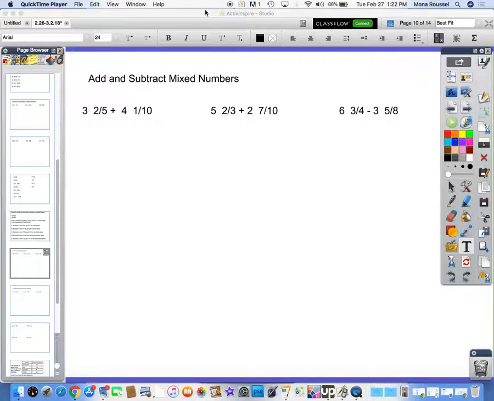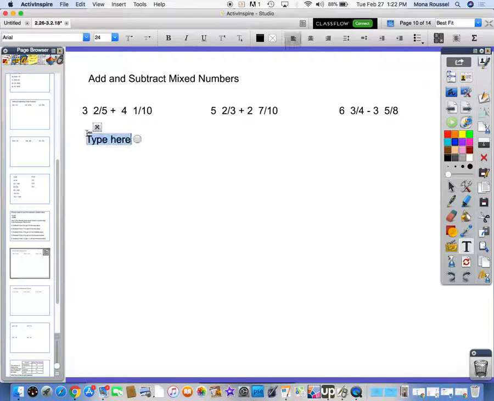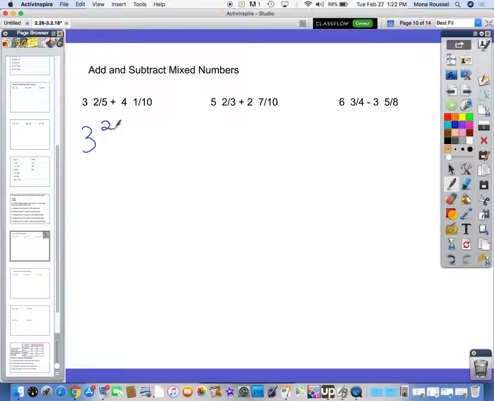In this lesson, we'll be adding and subtracting mixed numbers. So when we have 3 2/5 plus 4 1/10, we notice the fractions are not alike, so that means we need to find the least common denominator and write the like fractions. Now when we do that, the whole numbers are going to stay the same. We're only going to be changing the fractions, just like we did when we added and subtracted unlike fractions.